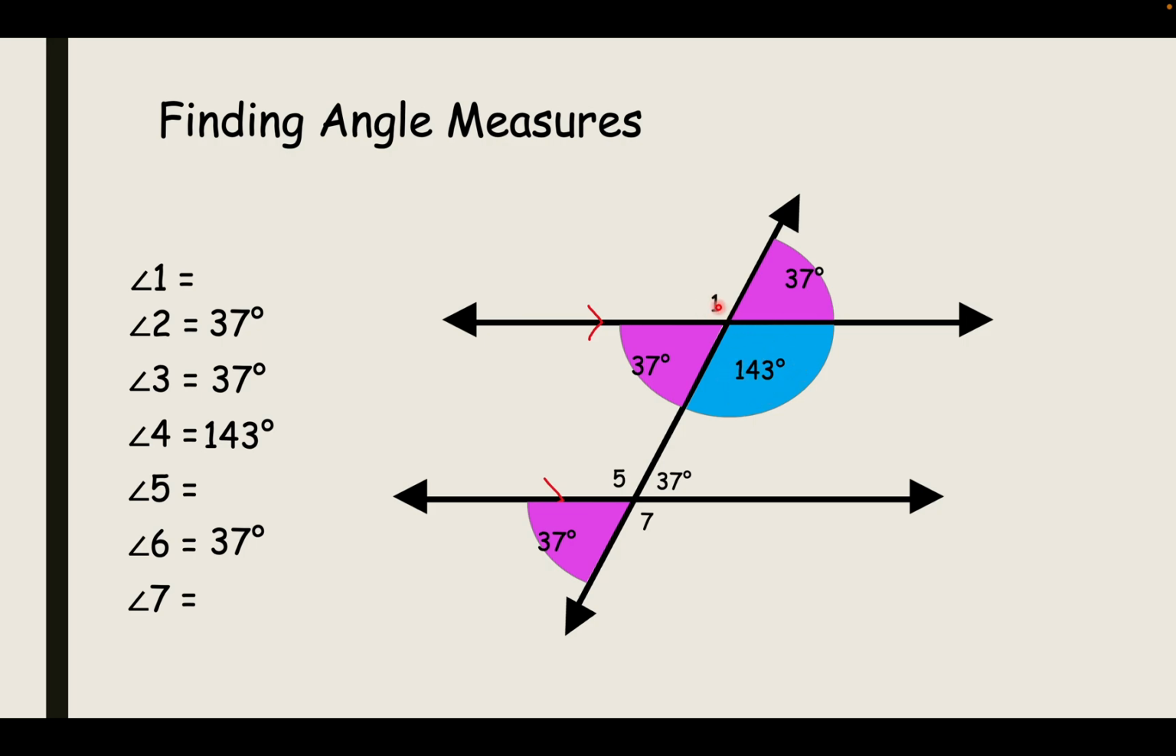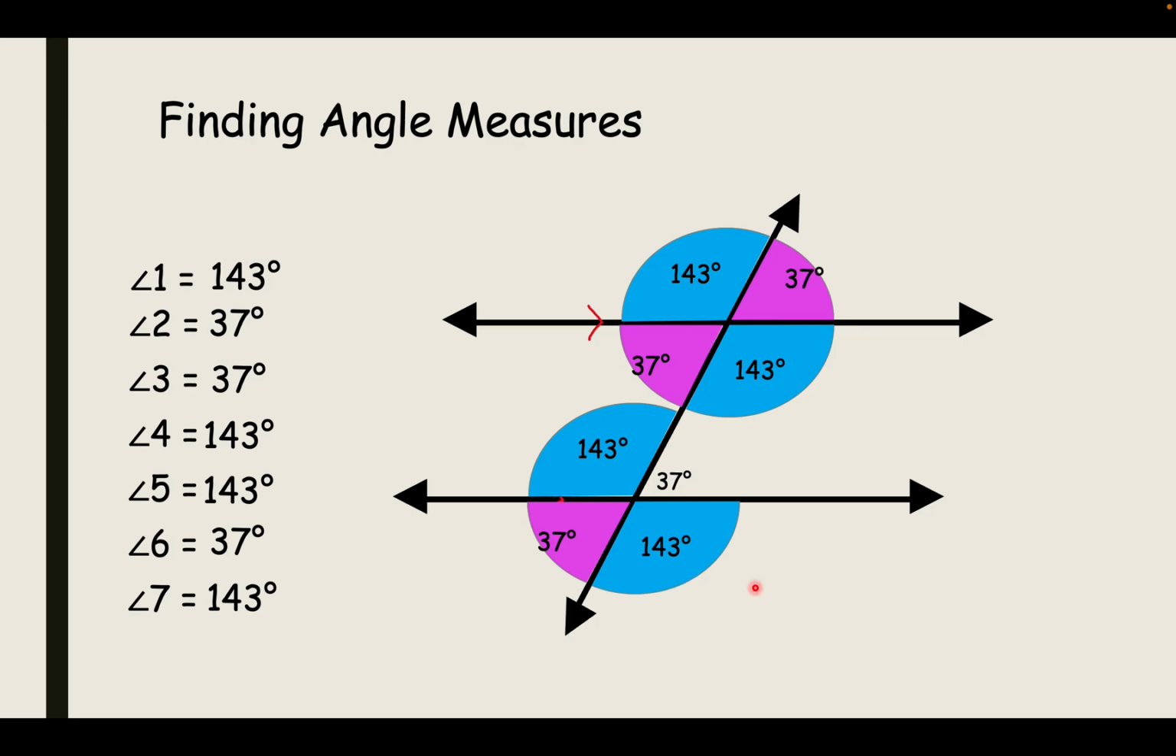To figure out angle 1, oh yeah, they're vertical. So angle 1 is going to be 143 as well. And we can go from there. I know that if I have this 37 degrees, angle 5 here, well, it's supplementary there, or I can think, oh, it's alternate interior to this 143 we already solved. So angle 5 is going to be 143, and angle 7, well, it's going to be the same thing, 143. You'll notice when we have parallel lines cut by a transversal, there's only going to be two angle measures between all of these.